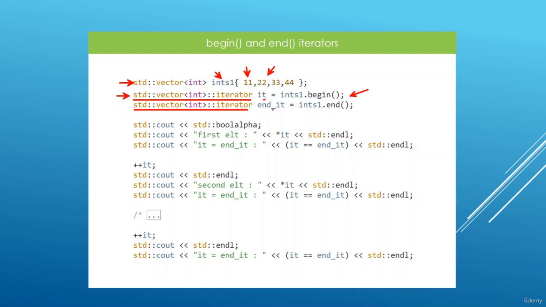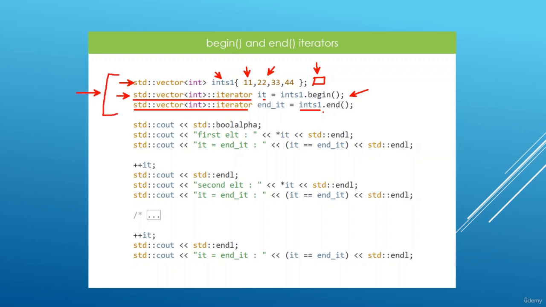We're going to call it end, and we're going to say the container name .end. This is going to give us an iterator which is going to be pointing past the last element in this collection here. This is important to understand. The end iterator is not going to be pointing to 44. It is going to be pointing in memory past the last element we have in this collection here. And we will have our iterators now ready to use.